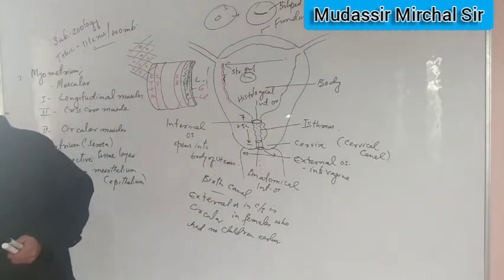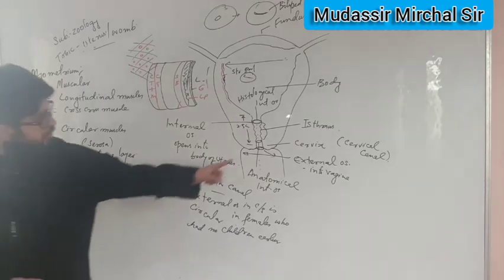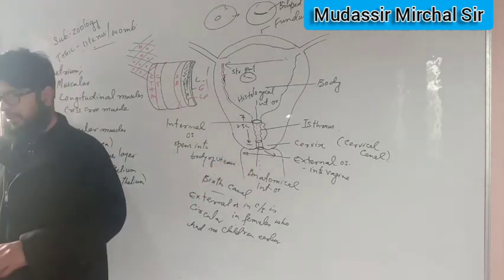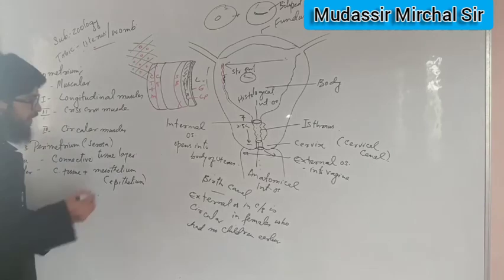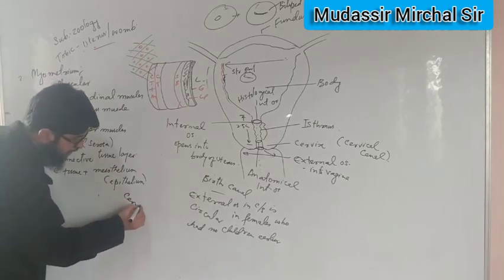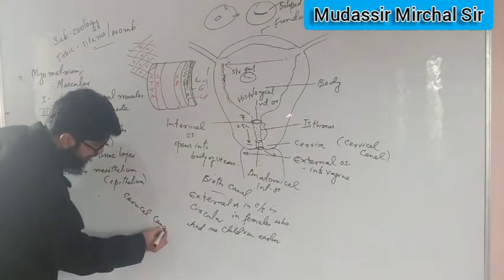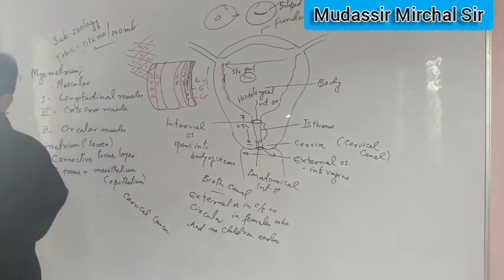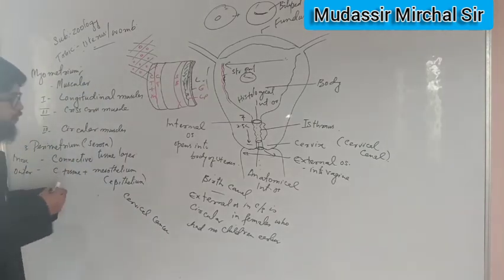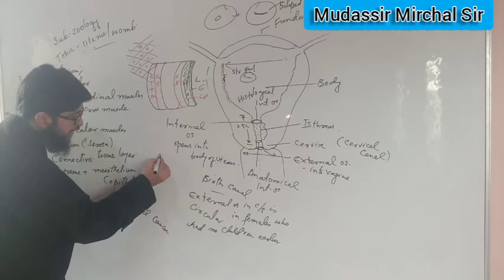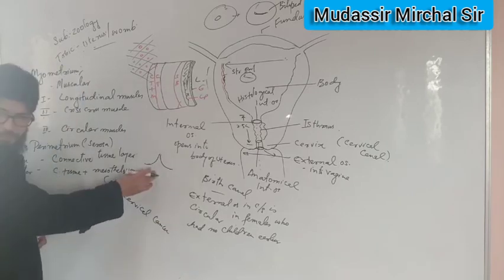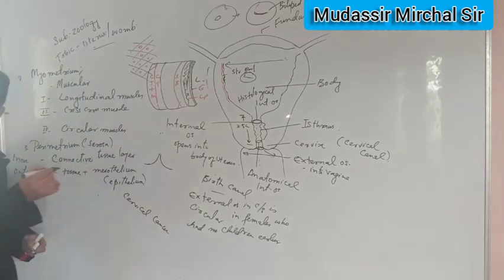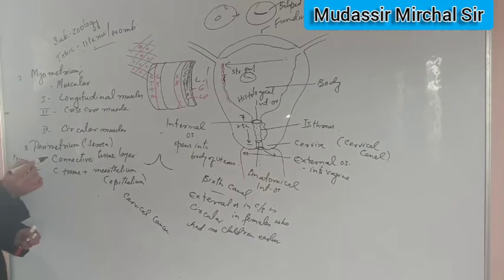One thing which I must tell you, this external os is guarded by sphincters. It has one inner area, one outer area. This is prone to cancer. In females, there is cervical cancer which is very much common. And why does that cervical cancer occur? This external os, external os is this. It opens into the vagina and here it enters into the body of the uterus.